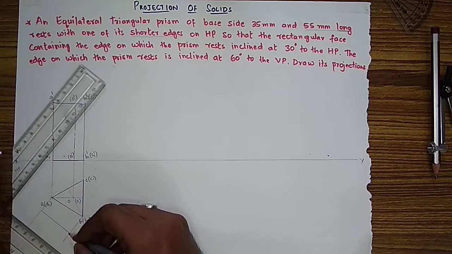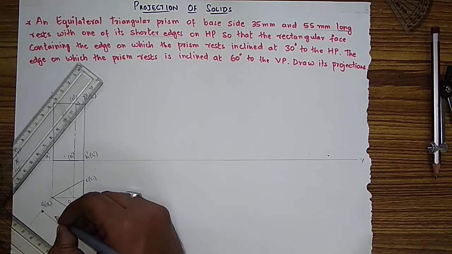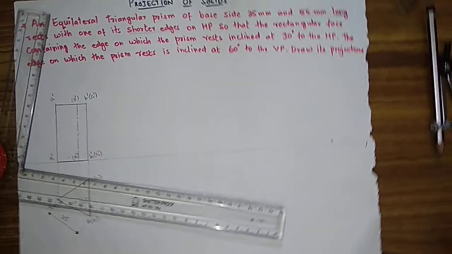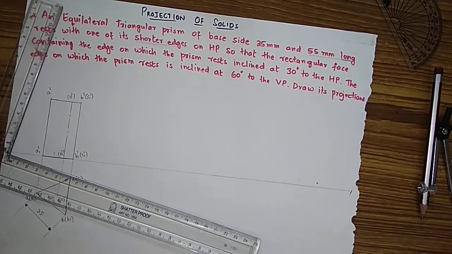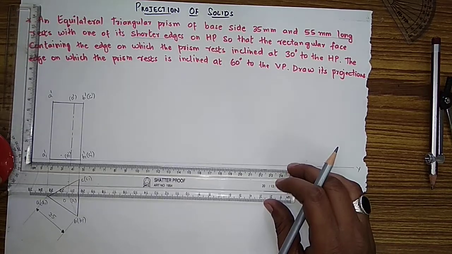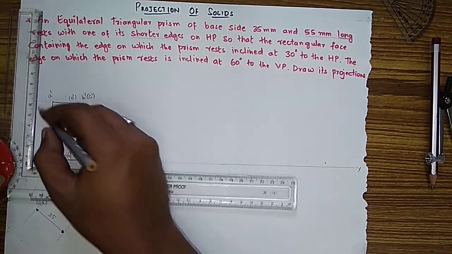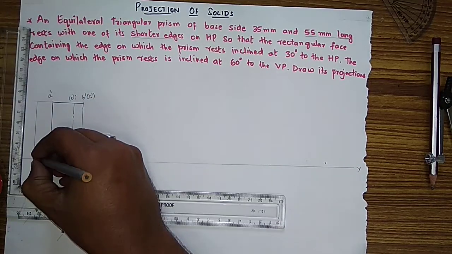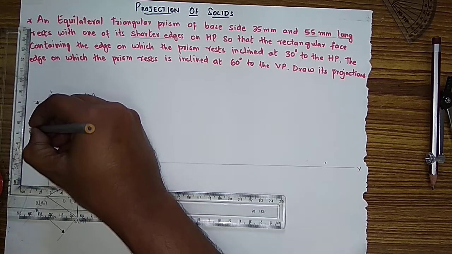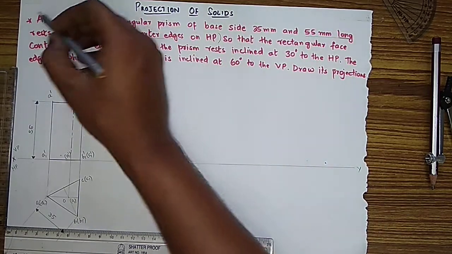How much is it? As said in the question, 35 mm. And axis height, how much is the axis height? 55 mm. Your first projection is finished. Means here your first solution is finished.